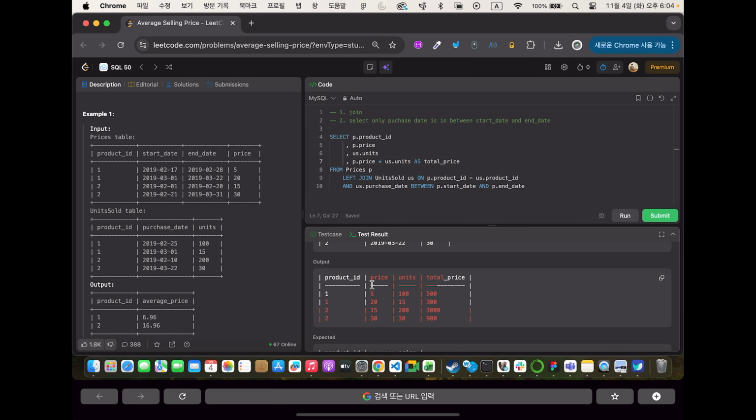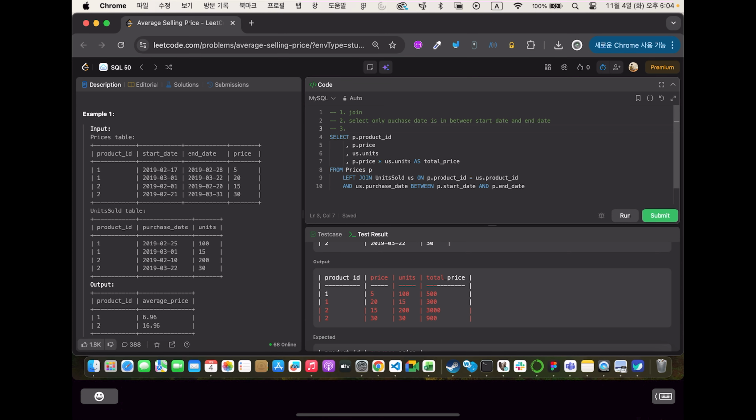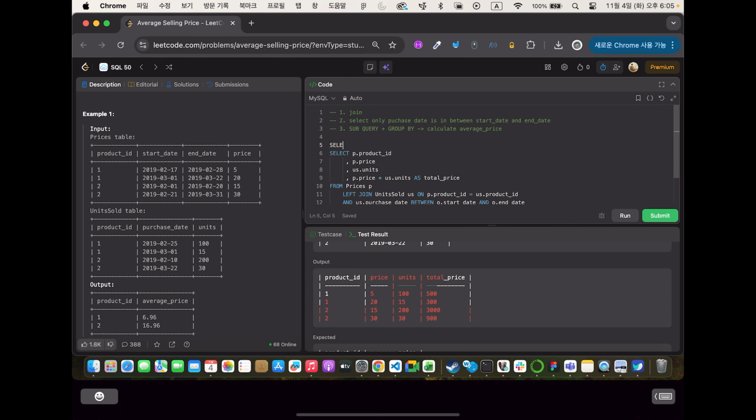So it will show product ID and price and units, and the total price is price multiplied by units of each row. So in here, the third step is I'm gonna use a subquery. First, I'm gonna use group by, and I'm gonna calculate the average price.